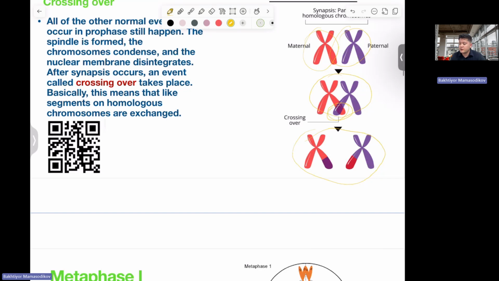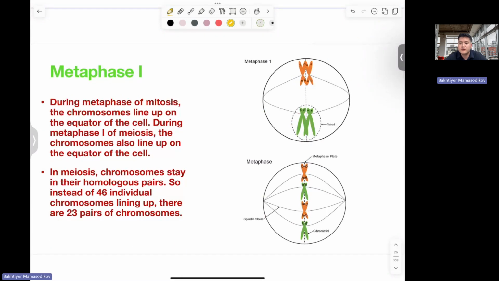I hope you understood. So, metaphase one. We know the function of meiosis one: this is to reduce the chromosome number from diploid to haploid by separating the homologous chromosomes, not the sister chromatids. Don't confuse. Our main task is, in prophase one, we did what?